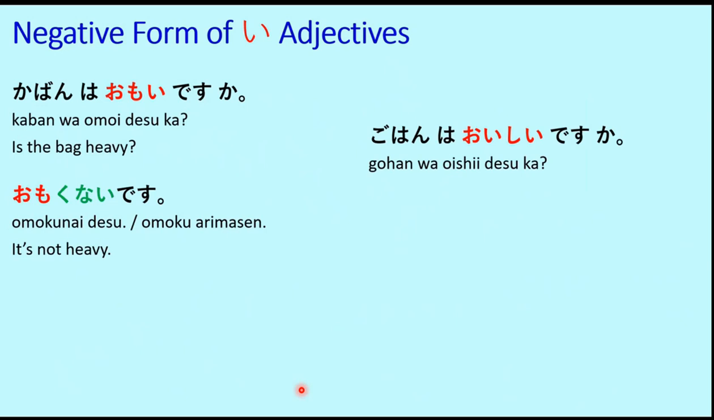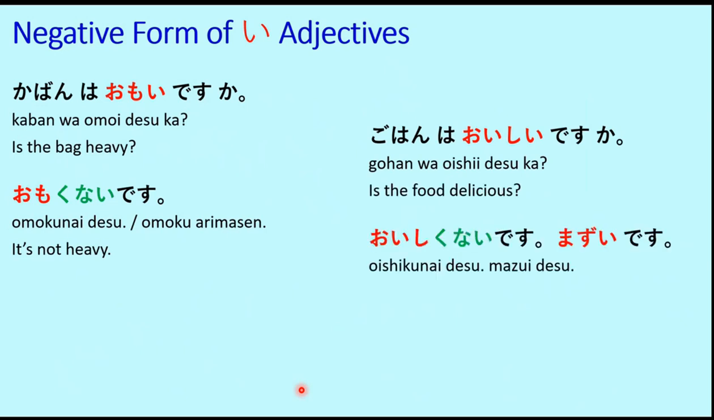Gohan wa oishii desu ka? Is the food delicious? Oishii kunai desu. Mazui desu. Oishii kunai desu means it's not delicious. Mazui desu means it tastes bad. It tastes awful.